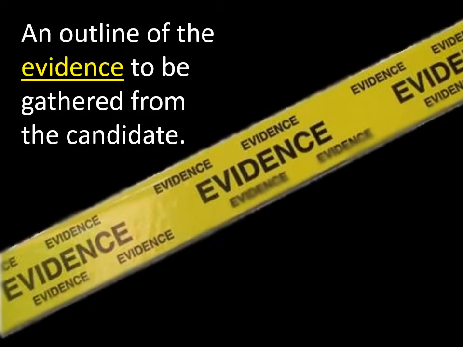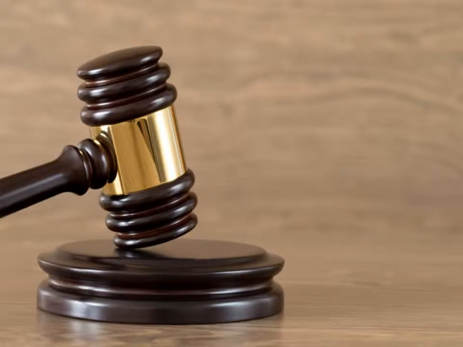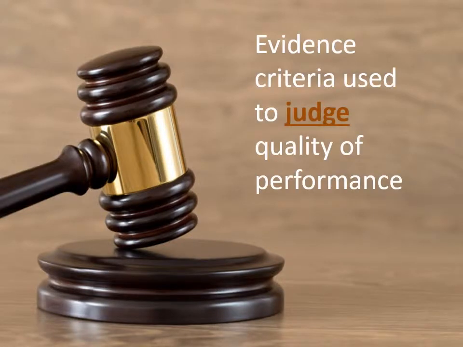Next is an outline of the evidence to be gathered from the candidate. And the thing to remember here is that evidence will protect our decision. If we don't have enough evidence, we've got to send them back not guilty of competence. And that's a nice analogy to think about. We're trying to prove their guilt of competence beyond reasonable doubt. We then use this evidence criteria to judge the quality of the student performance. It gives us very clear guidelines about what a right answer looks like and often manifests itself as an assessor guide or a marking guide.